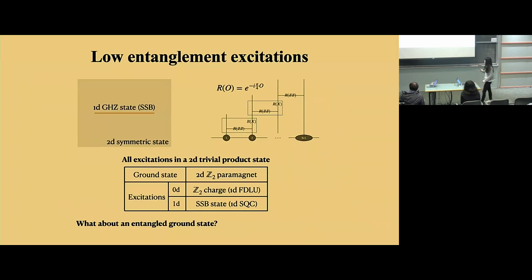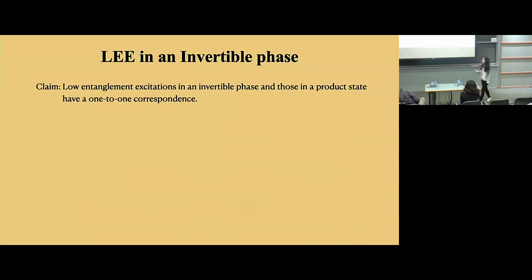So this is just starting from a trivial ground state. What about if we start with some entangled ground state? The key result I want to show is that we have a claim that all these low entanglement excitations in an invertible phase, we know how to work with that. We found that they are in one-to-one correspondence with those low entanglement excitations in a trivial product state.